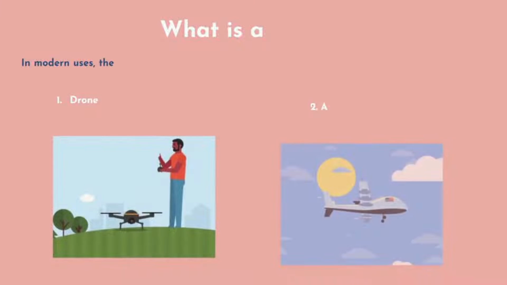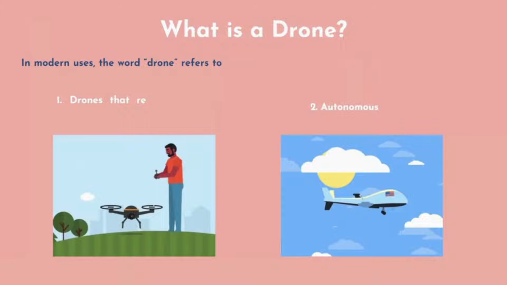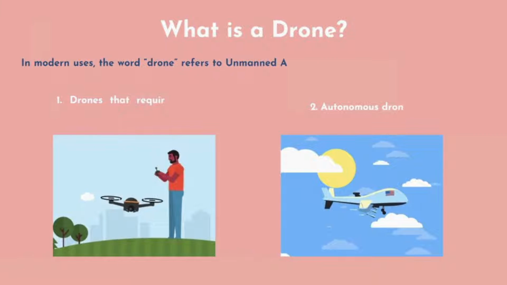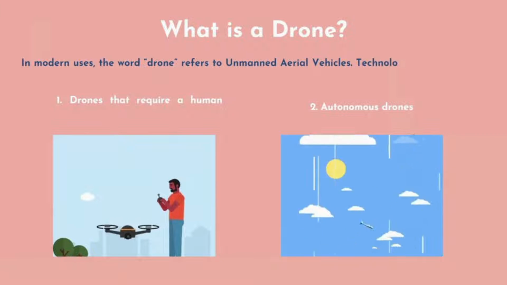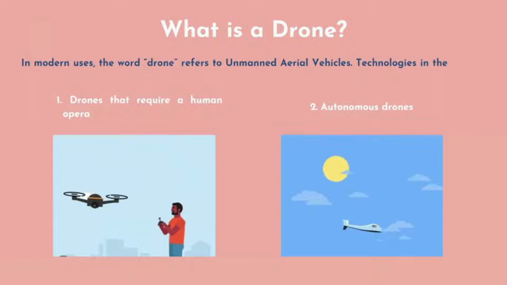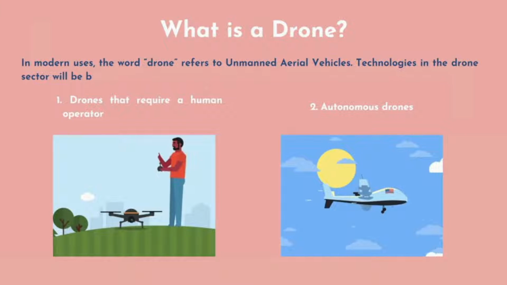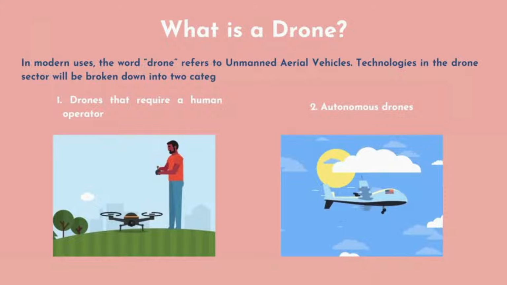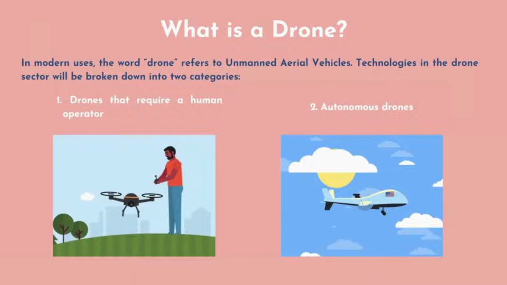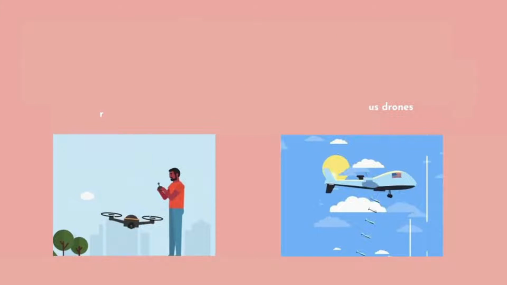What is a drone? In modern use, the word drone refers to unmanned aerial vehicles. In other words, aircraft that don't require an onboard pilot in order to operate. Technologies in the drone sector can be broken down into categories: drones that require a human operator and autonomous drones. Since their first use in the mid-1800s, drones have been used for photography, security, safety, and environmental applications. However, warfare is responsible for paving the way for the drone technologies we have today.